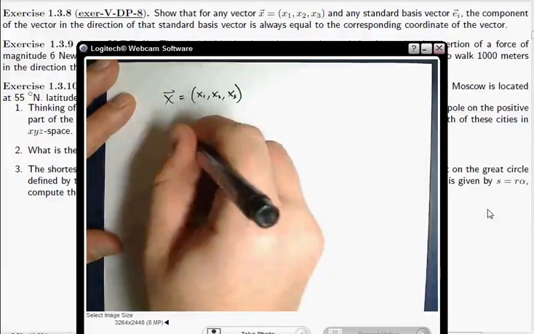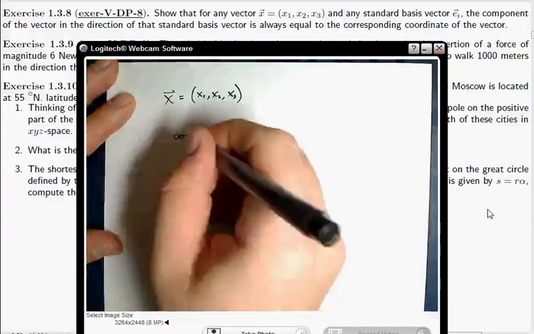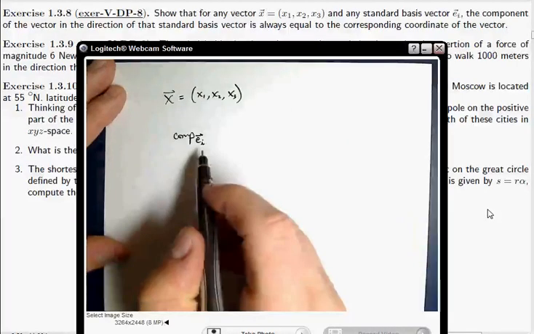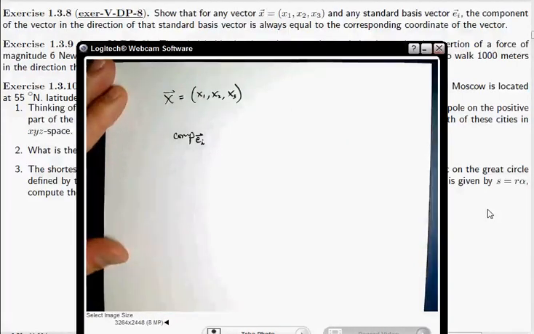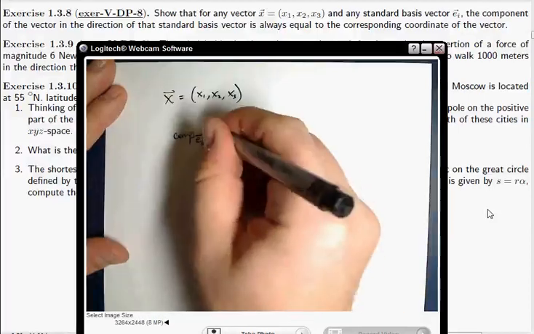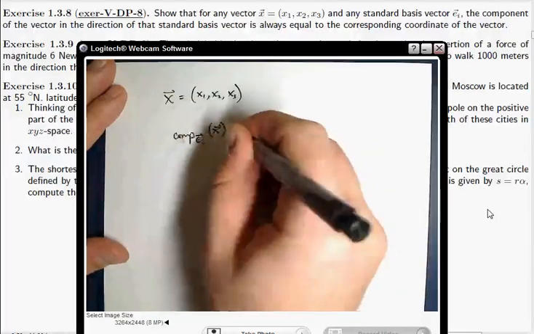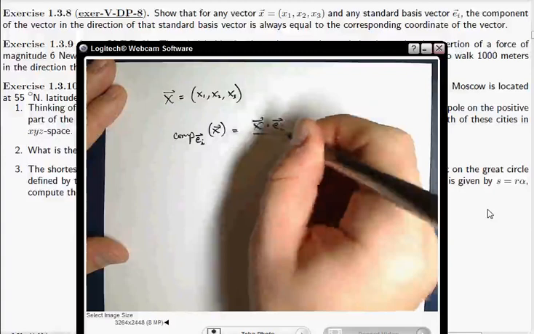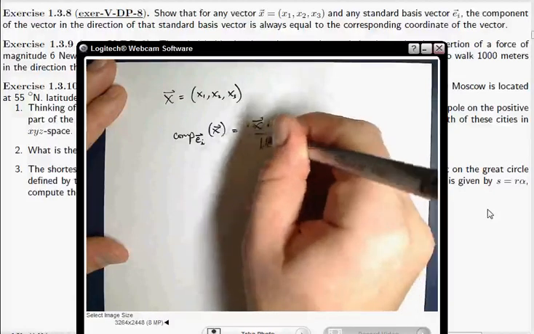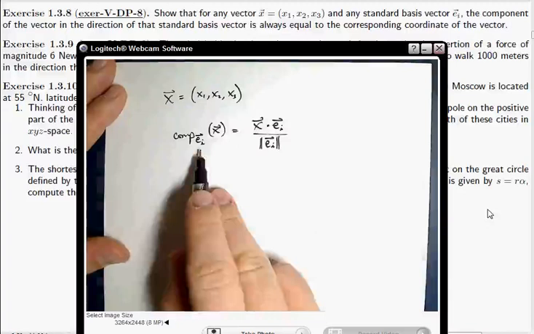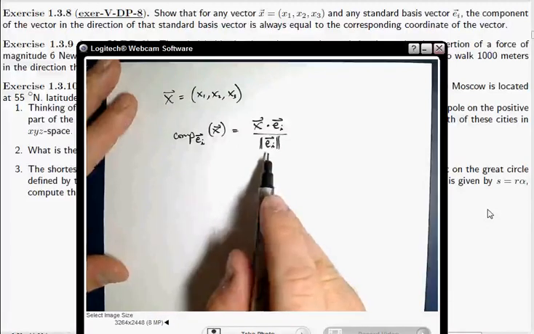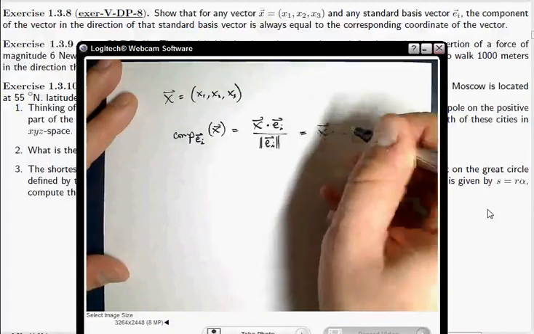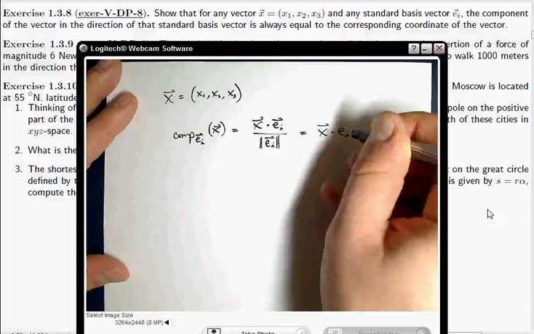Well, we have a formula for component. The component in the direction of, let's say, Ei here, so that it could be E1, E2, or E3. The component in the direction of Ei of the vector x: the formula is we take x dot Ei, and then we divide by the length of Ei. Of course, Ei is a standard basis vector. It's all zeros with a 1 in some position, so the length of that is equal to 1. So in fact, this is just equal to the dot product. That's our first part of the problem.